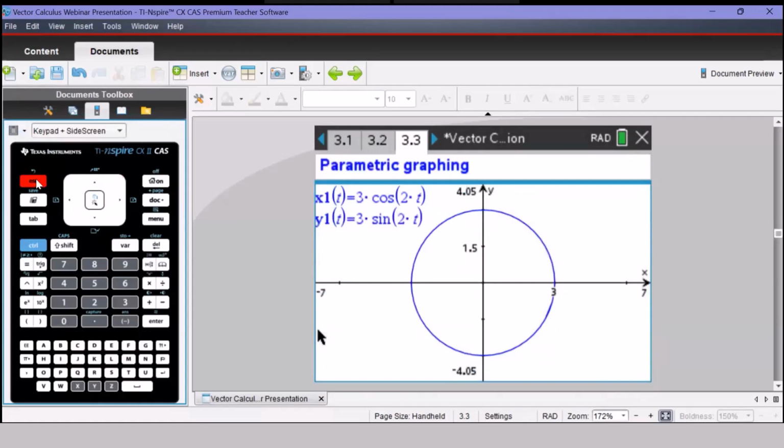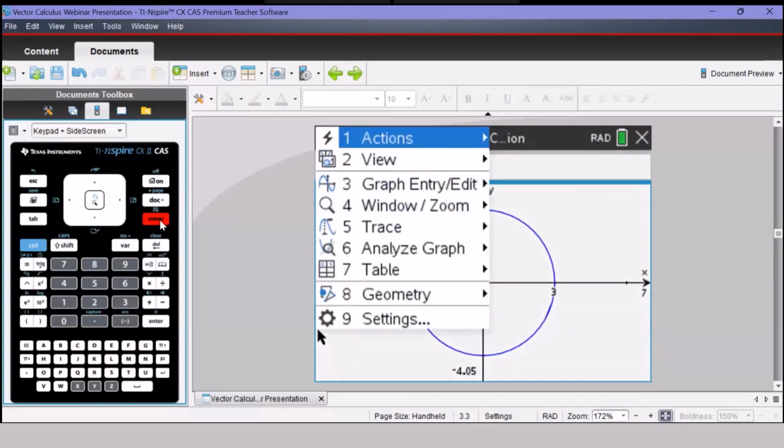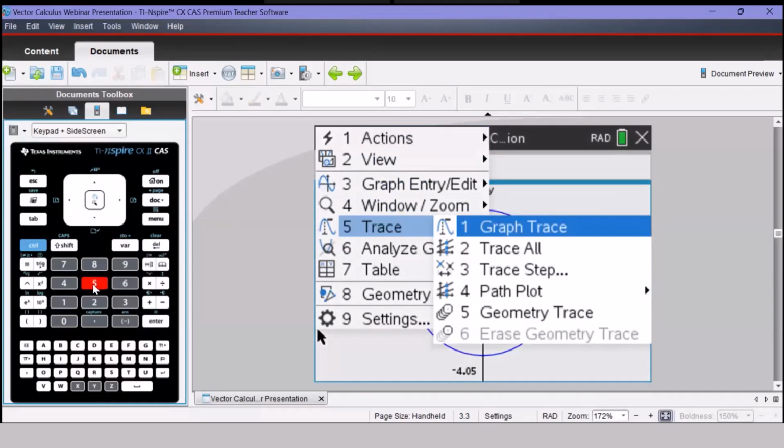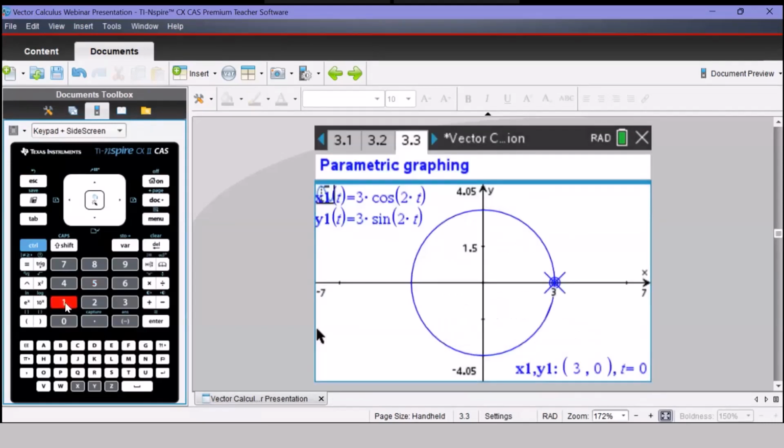There is a trace feature as well. So if we press menu and then 5 for trace, and then 1 or enter for graph trace, you might see a path plot there. I'll show that a little bit later.